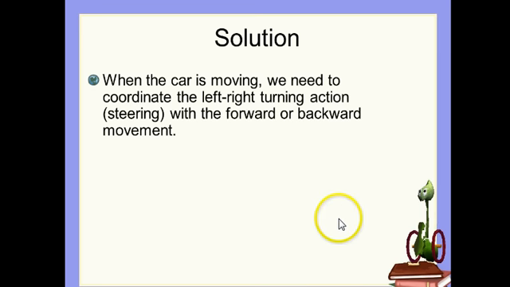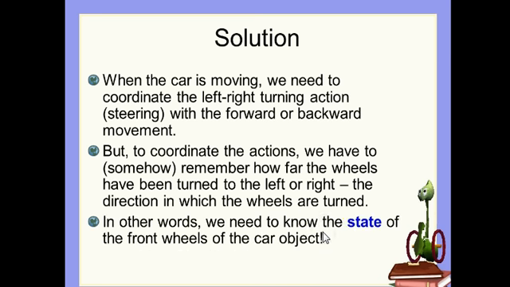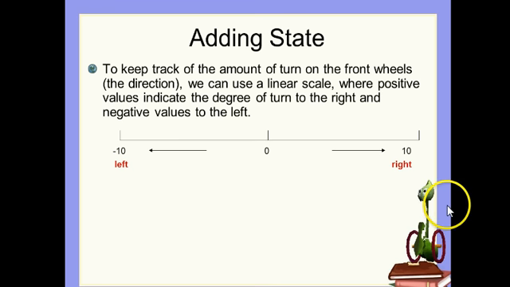So here's the solution. We need to coordinate the left-right turning action with the forward or backward movement. But to coordinate the actions, we have to somehow remember how far the wheels have been turned to the right or left. And that means we need to know the state of the front wheels of the car object. Now, you may remember from the last video, we talked about the state being in the properties, and that is something that you can track and change.